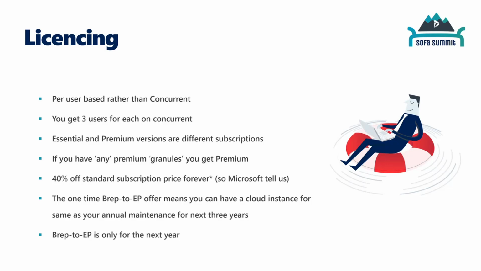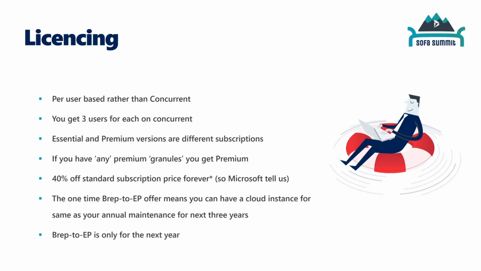If you're going for the BREP to EP offer, you can only take that up in the next year. You don't have to migrate to SaaS in the next year. So we could do that BREP to EP offer, keep you on your current version, move you to BC 14 next year, and then the following year maybe move you to SaaS, or the year after that.